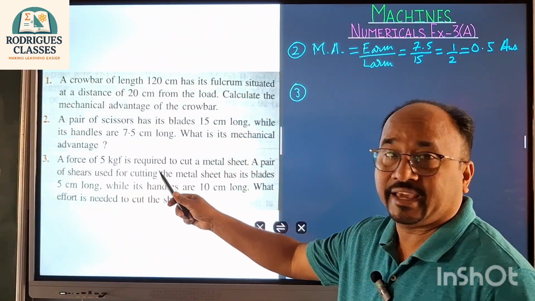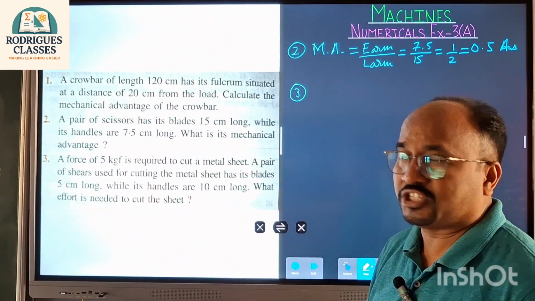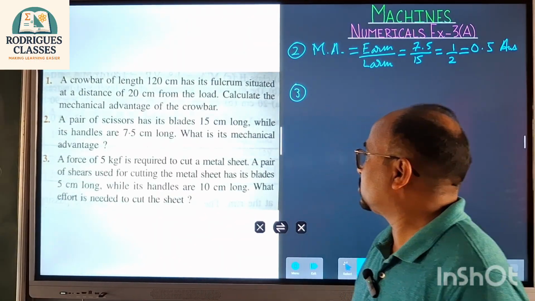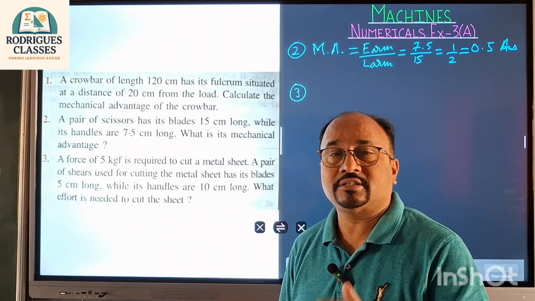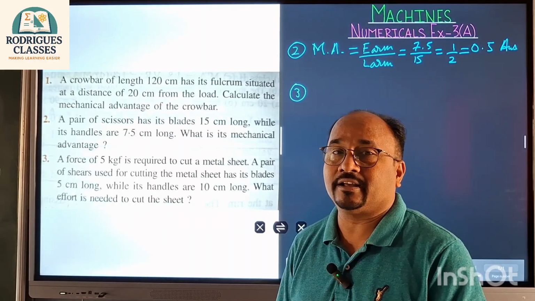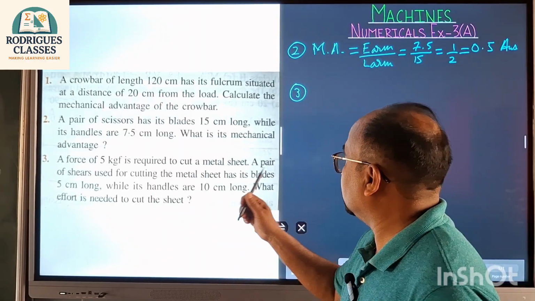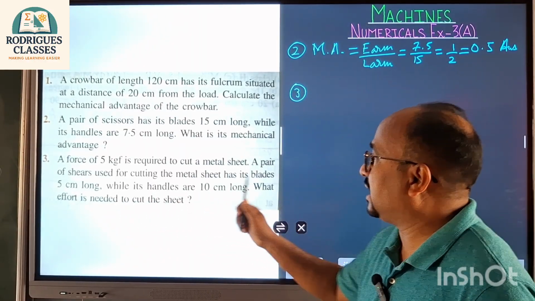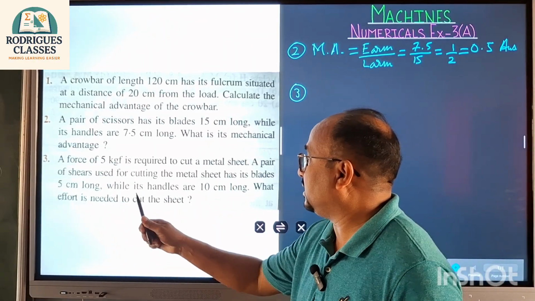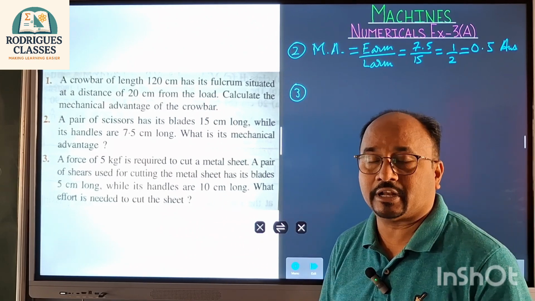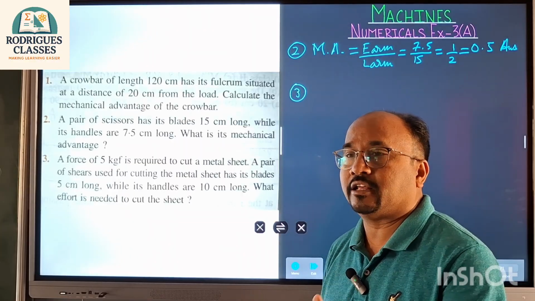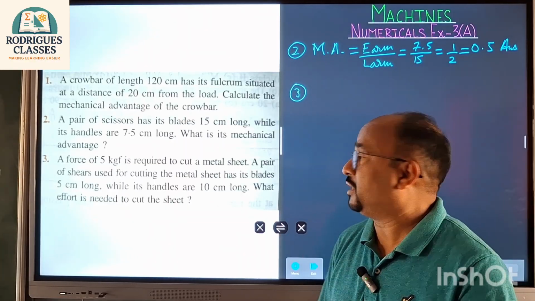A force of 5 kgf is required to cut a metal sheet. So we require a force of 5 kgf to cut a metal sheet. A pair of shears are like scissors, but here the length of the handle is greater. Okay, so that is to be remembered. A pair of shears for cutting a metal sheet has its blades 5 centimeter long. So the blade, where the load is, is 5 centimeter, while its handles are 10 centimeter long. So this becomes the effort arm. In a shear, the effort arm is always greater than the load arm. So it acts like a force multiplier.